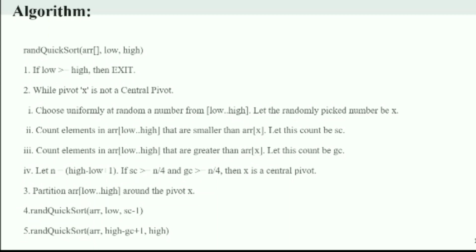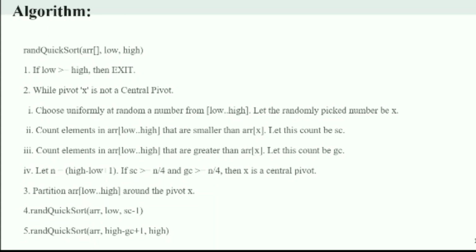Then partition the array from low to high around the pivot x. We partition the given array into two: the first array with all the elements in A that are less than A of x, and the second array with the elements that are greater than A of x. If we found A of x, then we call recursively two times: randomized quicksort of array A, low comma SC minus 1, and randomized quicksort of array A, high minus GC plus 1 comma high.